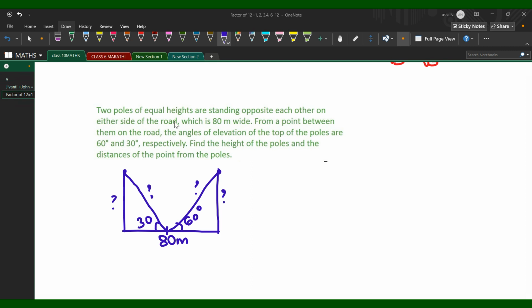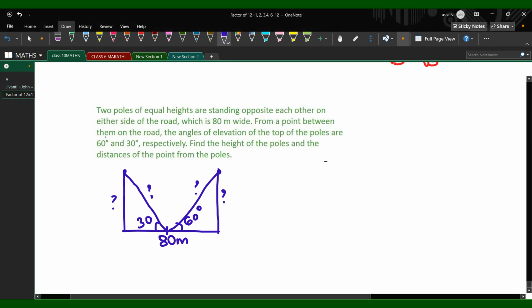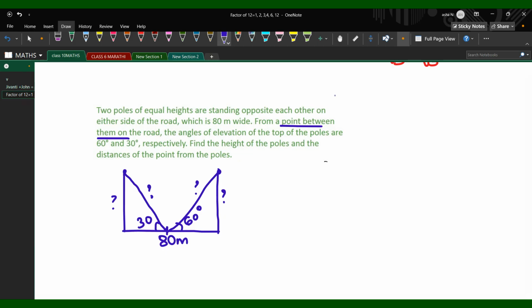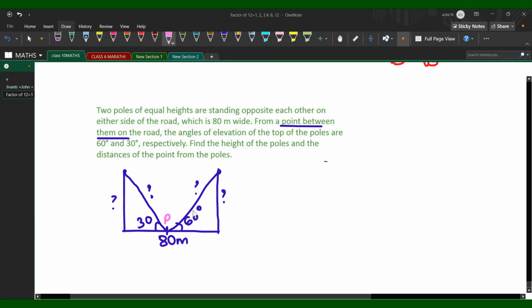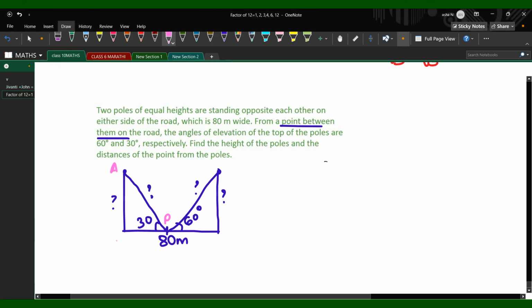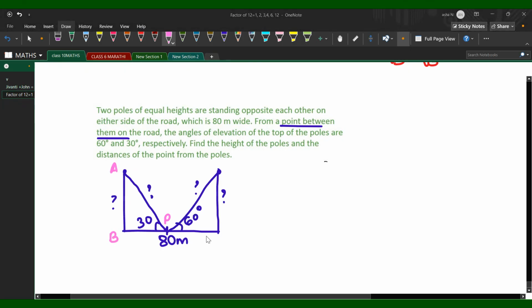Okay, they are saying from a point between them on the road. It is not the midpoint. Okay, anywhere in between the road it is. Let us mark it. The point between them on the road, somewhere in between. Because as you rightly pointed out, if it is in the middle, then it will be of the same angle. How can the angle be different? Let us take it A, B, this one C, and this one as D.